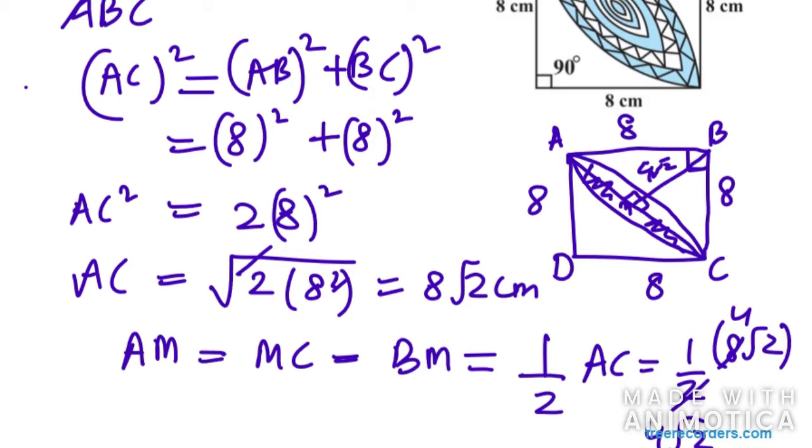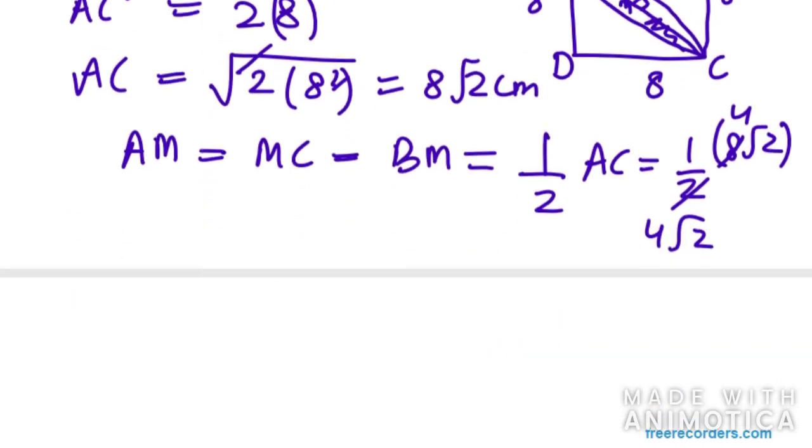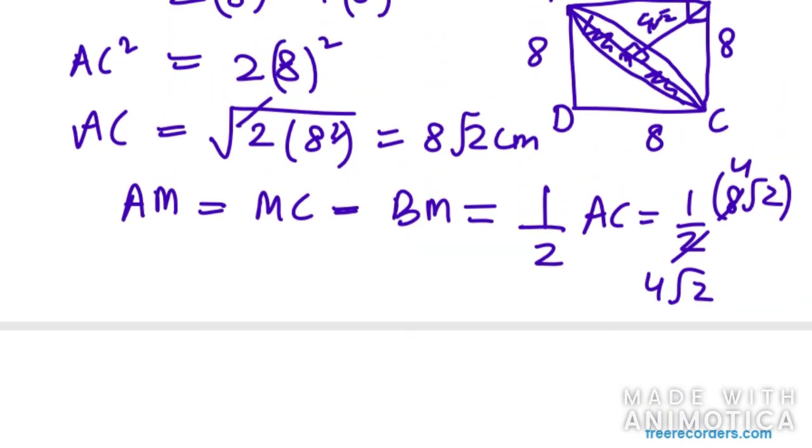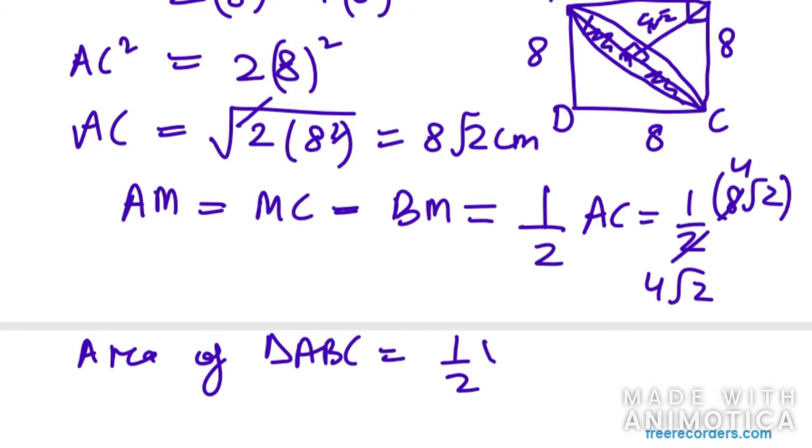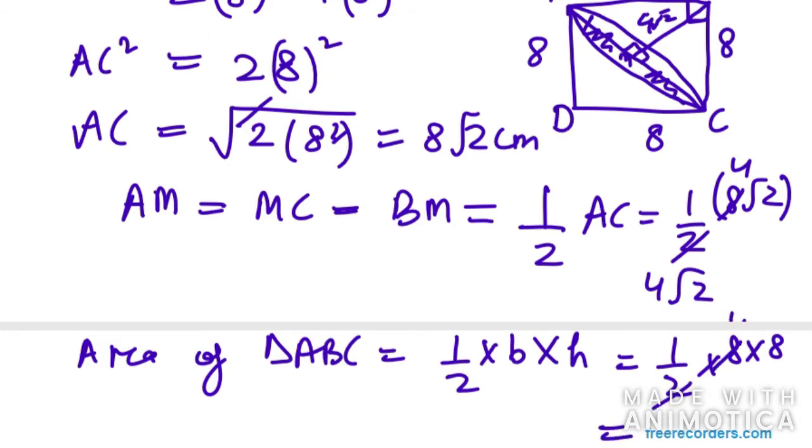Now the next step is, we need to find the area of triangle ABC. So let's find the area of triangle ABC. We'll be using half base into height. So half into 8 into 8. So it will be 4. 4 times 8 will be 32 centimeters square.